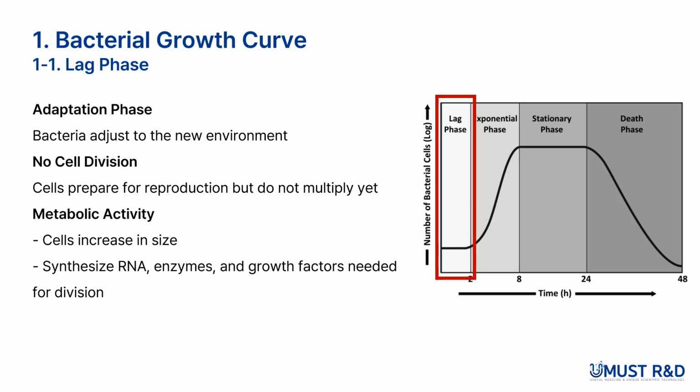The lag phase is the initial stage where bacteria adjust to a new environment. There is no cell division during this phase. Instead, bacteria are metabolically active, increasing in size and synthesizing RNA, enzymes, and growth factors required for replication. This adaptation phase allows bacteria to prepare for exponential growth.